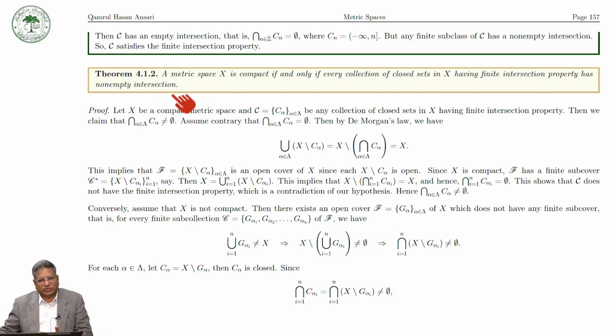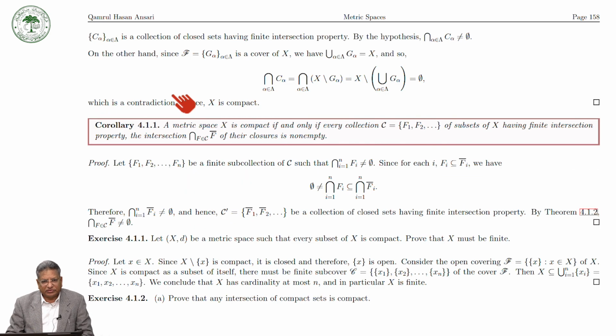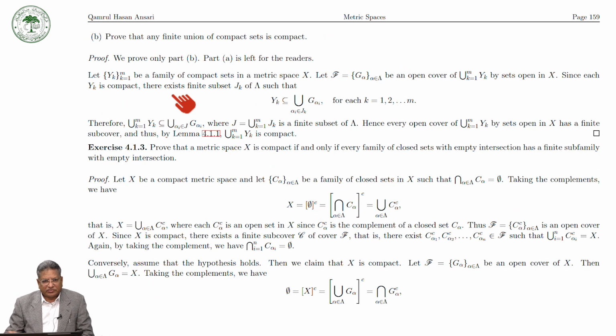So that is, you can say, the complement of this theorem, which is this exercise. So let X be a metric space. Prove that a metric space X is compact if and only if every family of closed sets with empty intersection has a finite subfamily with empty intersection. Okay, a little bit of change.